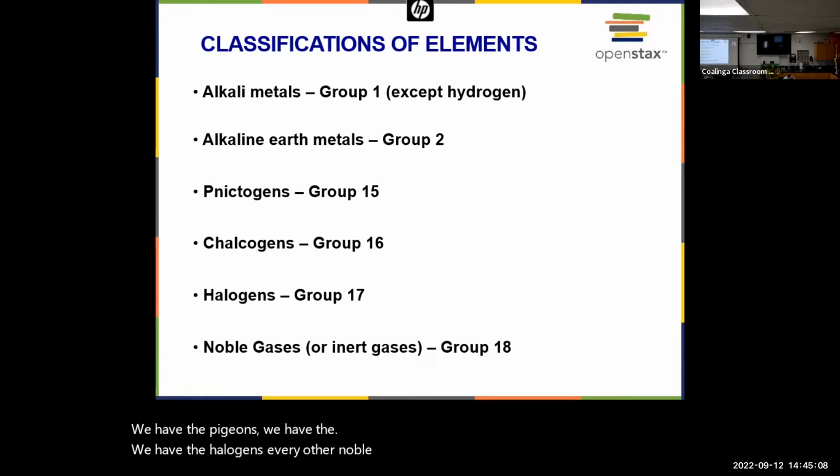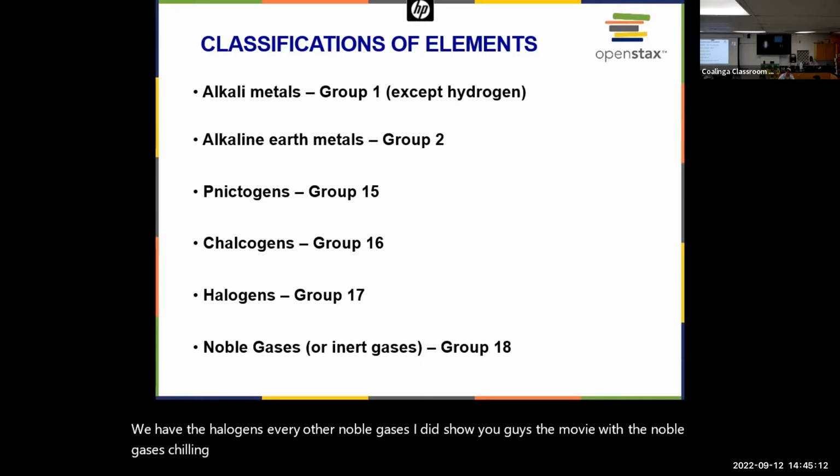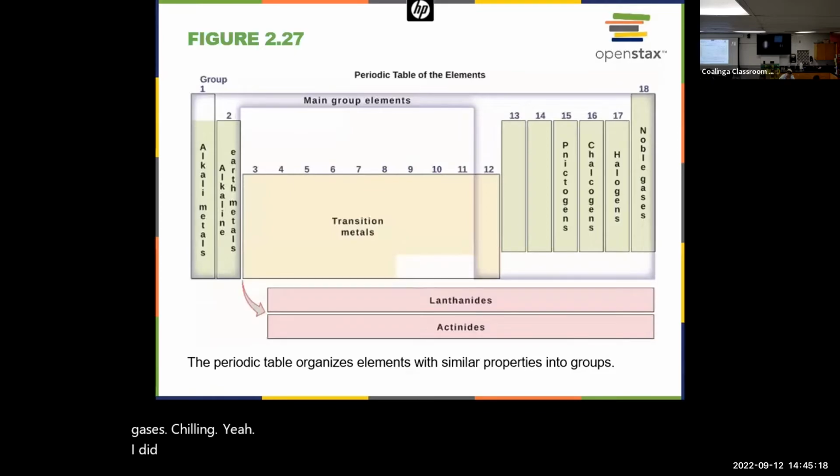I did show you guys the movie with the noble gases children. No, you didn't. Yes, I did. No, you didn't. Yes, I did. Want to argue about it? We can argue all day. I just wanted to see it again.